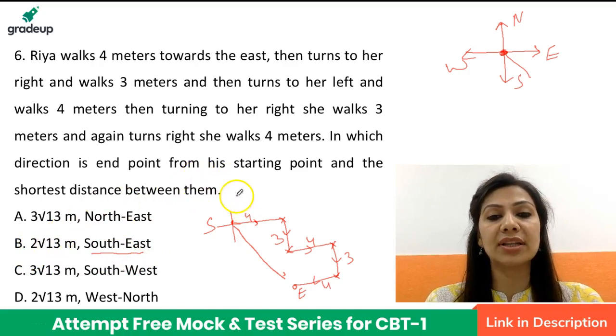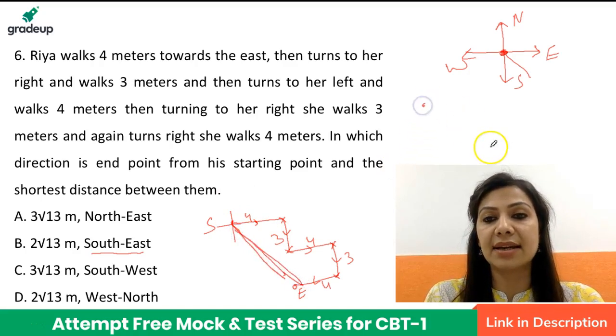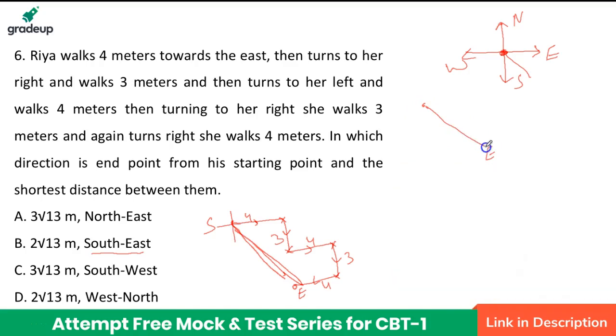Even if you are calculating the shortest distance, which is the slant height basically, because S is here, here is E. So this is the slant height, right? To find this, you need to form a right angle triangle. So this is the 90 degree. This is 4, that's why you will write 4 here. This is 3 and this is 3, so this overall will be 6.